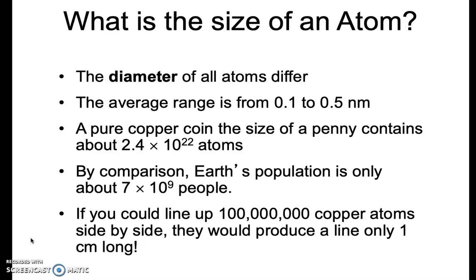Okay, now, what is the size of an atom, since they are very tiny? Well, the diameter of all atoms differ. Some are extremely small, some are large compared to each other. The average range is from 0.1 to 0.5 nanometers.